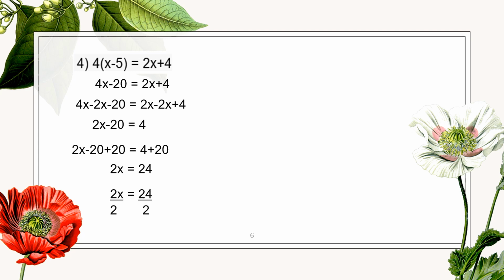So 2x divided by 2 equals 24 divided by 2. And so the answer, 2 divided by 2 is 1. So that is 1x. In algebra, 1x is just x. 24 divided by 2 is 12. So that means the answer is 12.